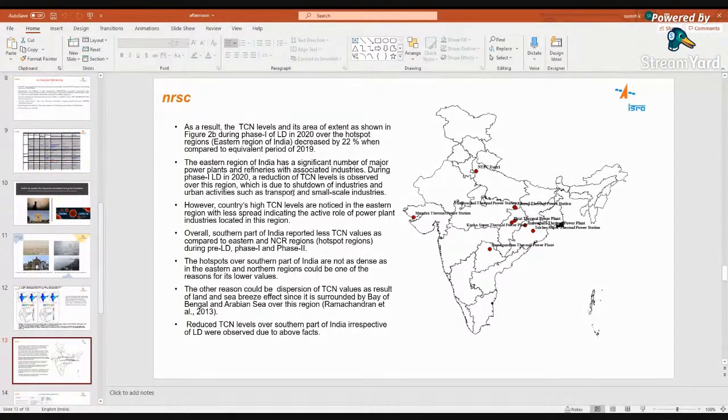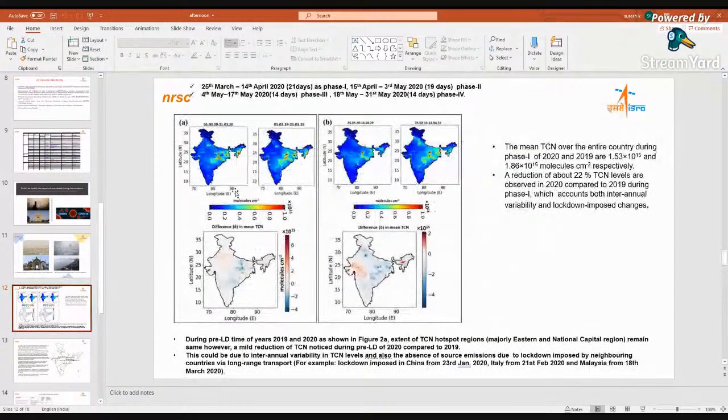In phase 1 of lockdown, a reduction is observed, which is due to the shutdown of industries and urban activities such as transport and small scale industries. The southern part of India reported lower values during phase 1. The hotspots over the southern part are not as dense as in the east, which would be the reason for its low values. The major NO2 hotspot regions are in the eastern part of India and the northeast also. Northeast is mainly due to biomass burning.